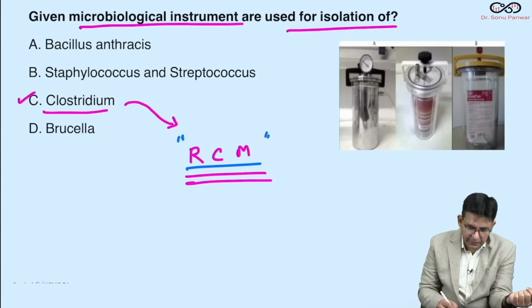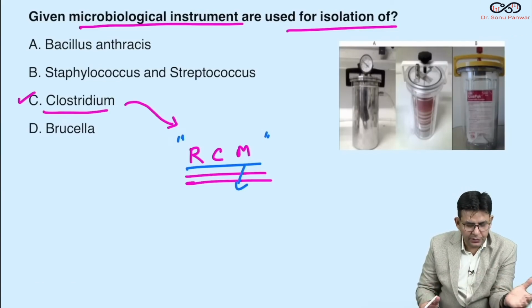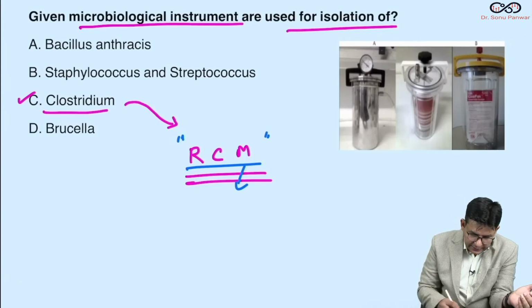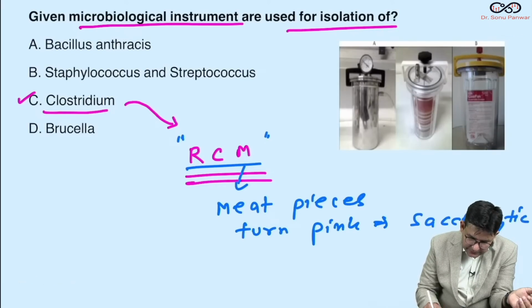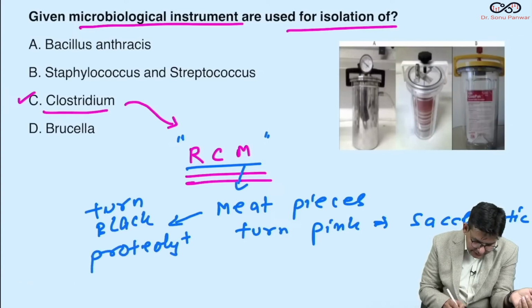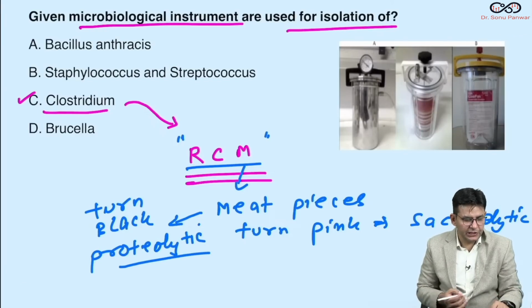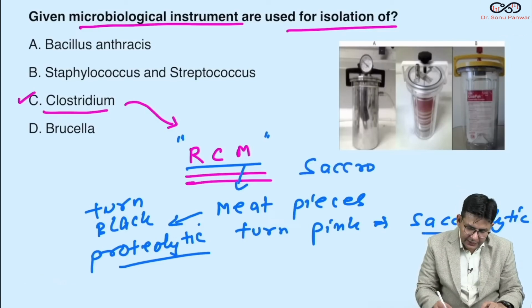And regarding these meat pieces, there was a question in the FMG exam, and this particular session is equally good for NEET PG also. Okay, medicos, it is not Loeffler serum. It is RCM, Robertson cooked meat media, and these meat pieces, if they turn pink, then that is termed as saccharolytic. If the meat pieces turn black, that is termed as proteolytic. So you must be knowing that. Manisha, I've told you right, RCM. So when meat pieces turn pink, that is termed as, I am writing here, saccharolytic.